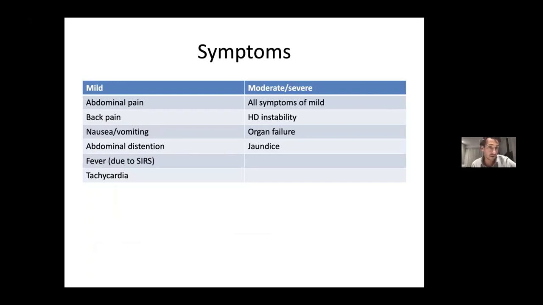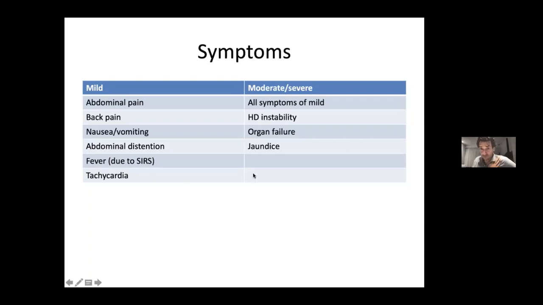Patients come with a fever, and that's rather due to the SIRS reaction rather than infectious causes, because early pancreatitis especially is not an infectious disease, it's an inflammatory disease. So it's not caused by bacteria, but by the inflammation of the pancreatic tissue due to the enzymes. Tachycardia, obviously, when patients are in pain and have fever.